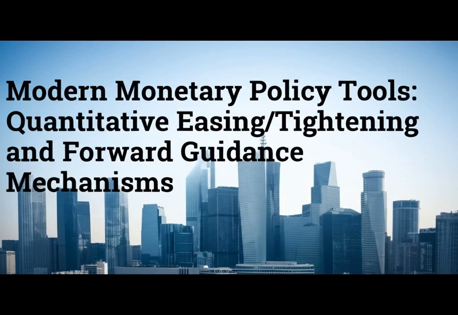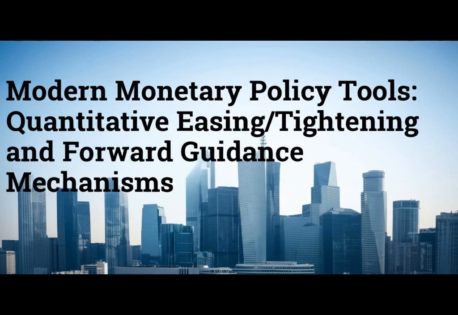Central banks face tough challenges, like low inflation or interest rates stuck near zero. This means their old playbook of just adjusting short-term rates isn't always enough. So they've developed new tools. We'll explore three key ones: quantitative easing, or QE, its opposite, quantitative tightening, or QT, and forward guidance. Understanding these helps us see how policymakers try to keep our economy stable and growing.